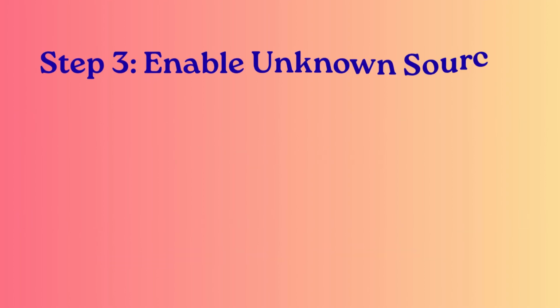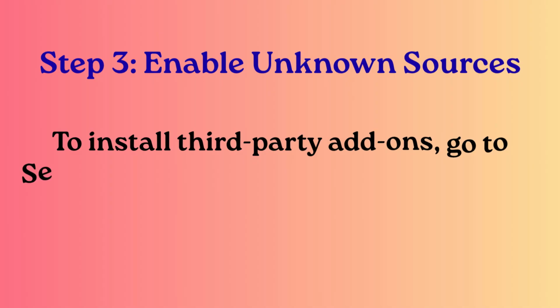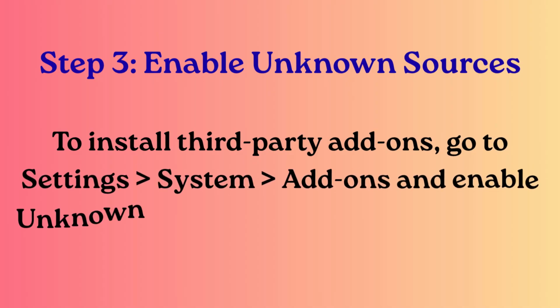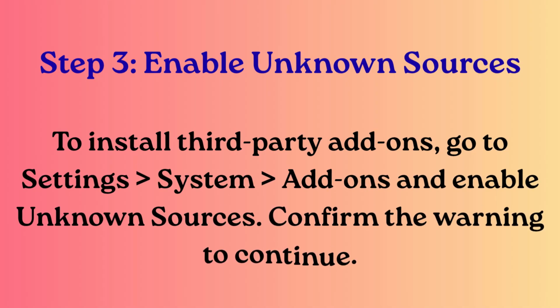Step 3. Enable unknown sources. To install third-party add-ons, go to Settings, System, Add-ons and enable unknown sources. Confirm the warning to continue.